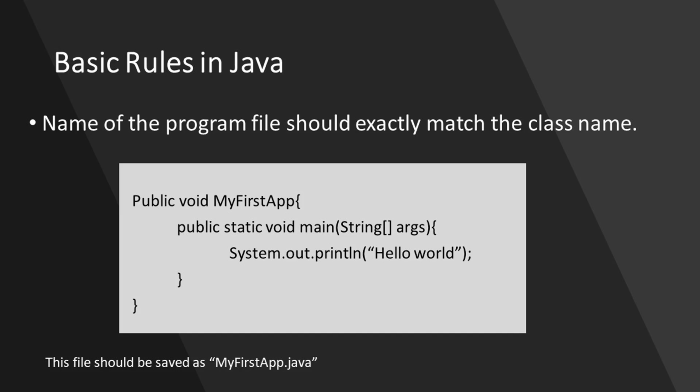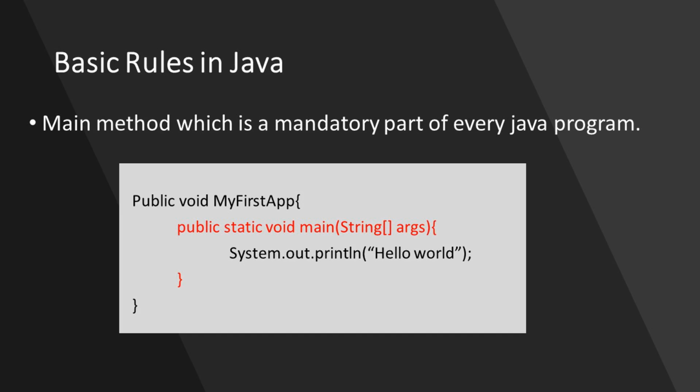When you are saving a Java file, the name of the file must be equal to the name of the class. In this example, when we are saving the file, the name must be MyFirstApp. The main method is a mandatory part of the Java program. You can't run a program without the main method because it is the starting point of the Java program.